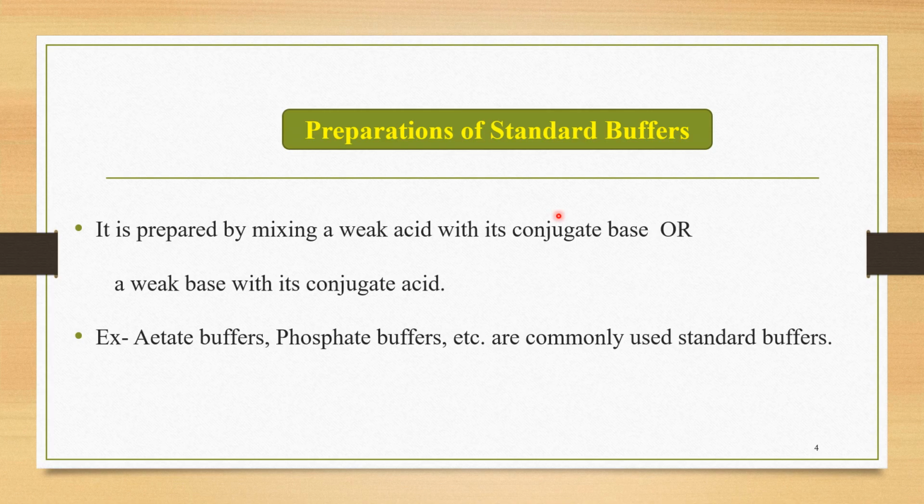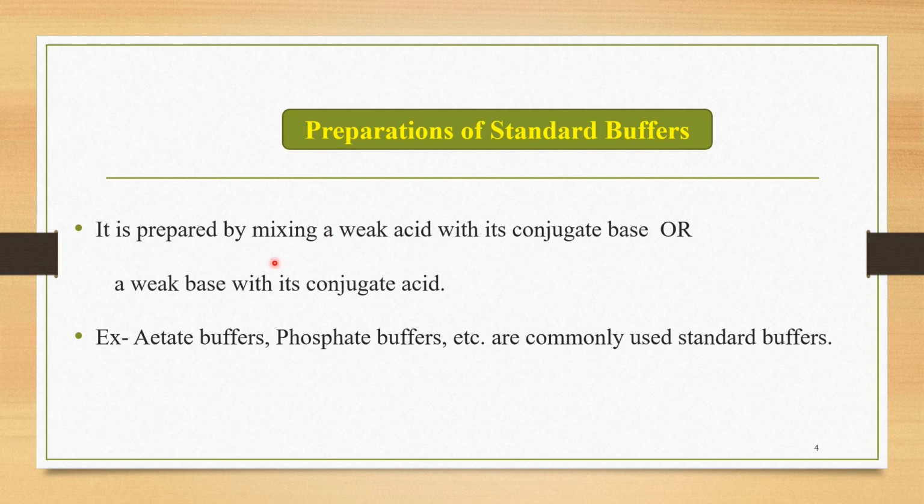Now next we are interested to know how to prepare these standard buffers. So this point is preparation of standard buffers. It is prepared by mixing a weak acid with its conjugate base or a weak base with its conjugate acid. So it has two different methods of preparation. First one is we take a weak acid and a conjugate base of this weak acid. If we combine together these two compounds, we get a buffer solution.